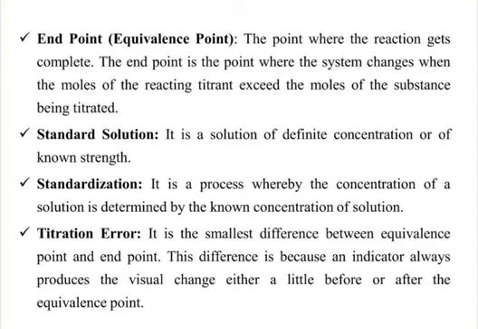Then, what is titration error? It is the small difference between equivalence point and end point. The difference is because an indicator always produces the visual change either a little before or after the equivalence point.